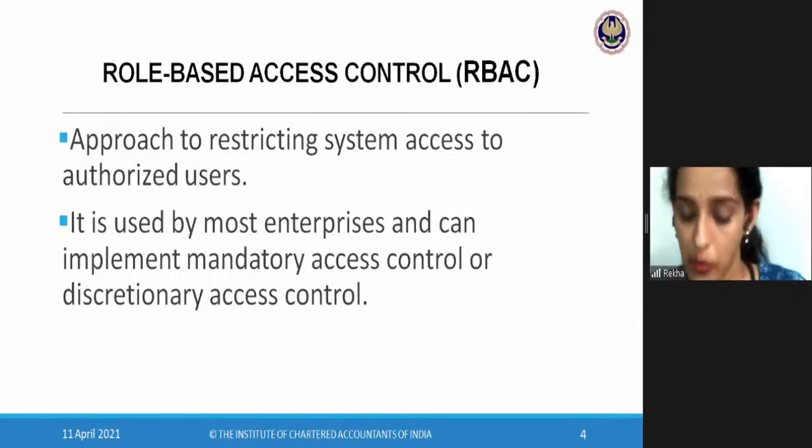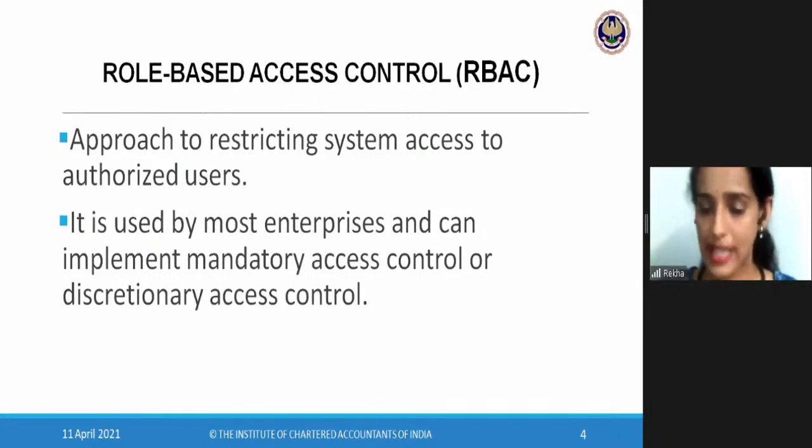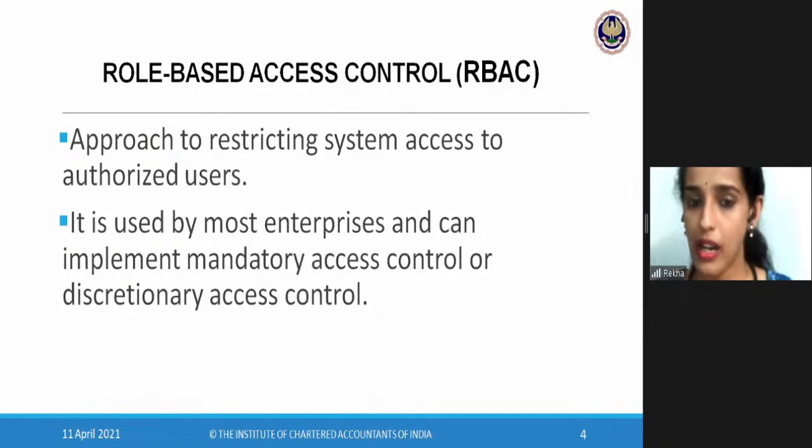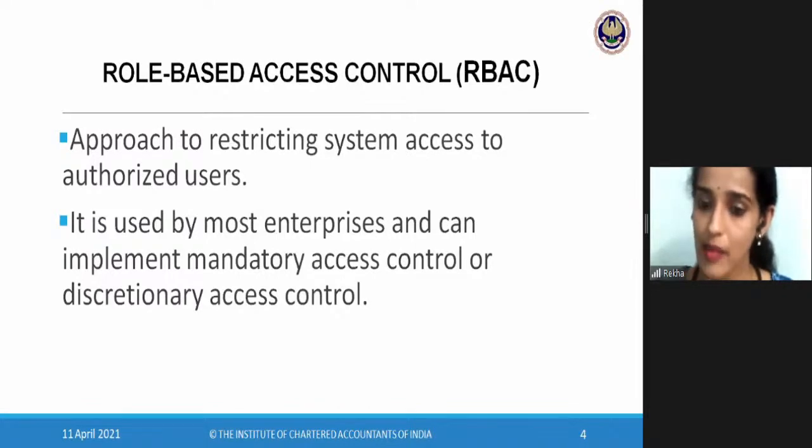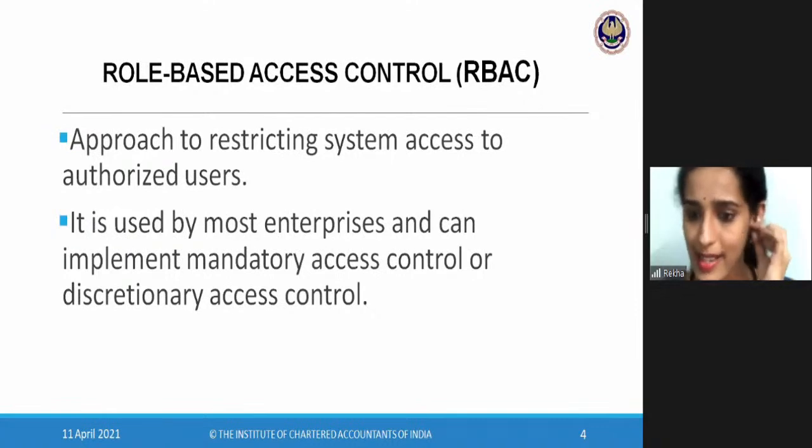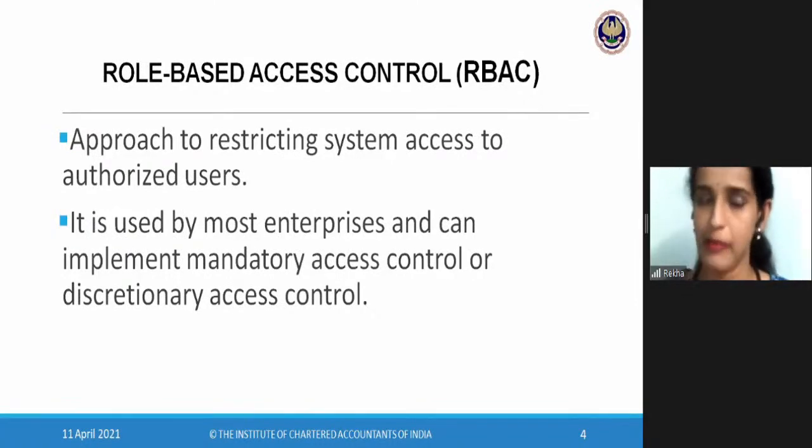So first what we are starting with is the role-based access control. I have already covered in the last class, I told you an ERP system is a system having one singular unified database, right? It is a centralized system. Data is centralized. It is not spread across different departments.